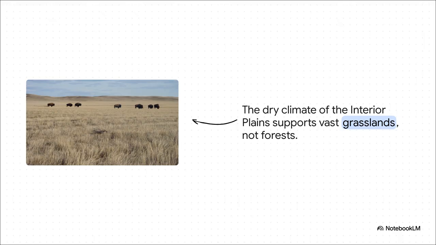Remember how we talked about mountains blocking the rain? Well, this area is in that rain shadow. It's just too dry for a big forest to take hold. So what does the climate support instead? Grass, miles and miles of vast grasslands.